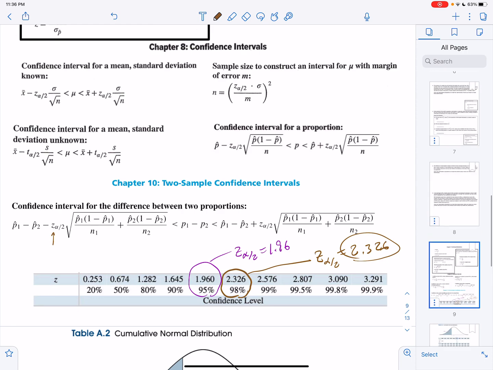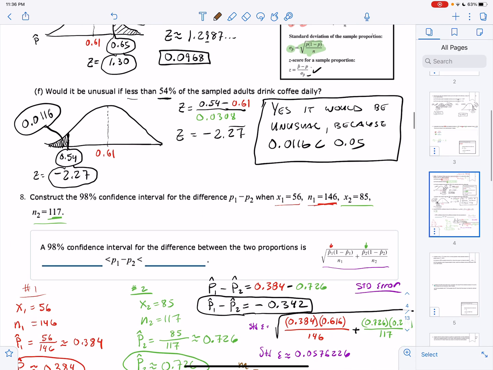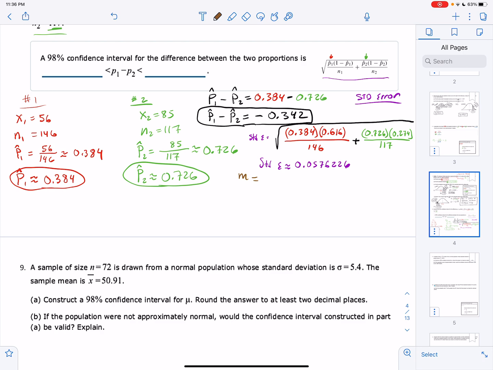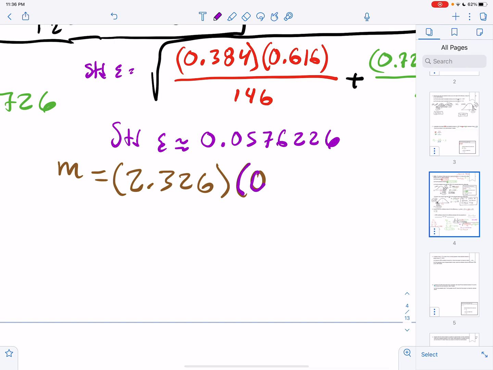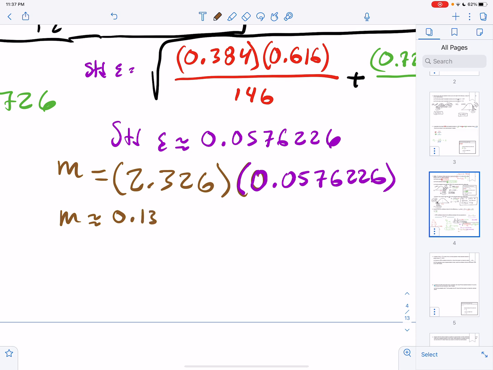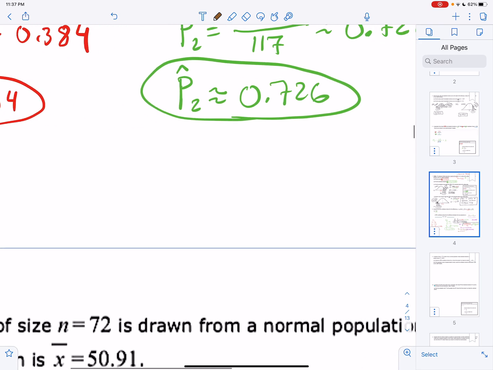So let's go back up to the problem. See if I can find it. There it is. So the critical value that we got was 2.326 multiplied by the standard error, which I'll do in the color that I had, in purple. The standard error I just found was 0.0576226. So the margin of error is approximately 0.134030167.